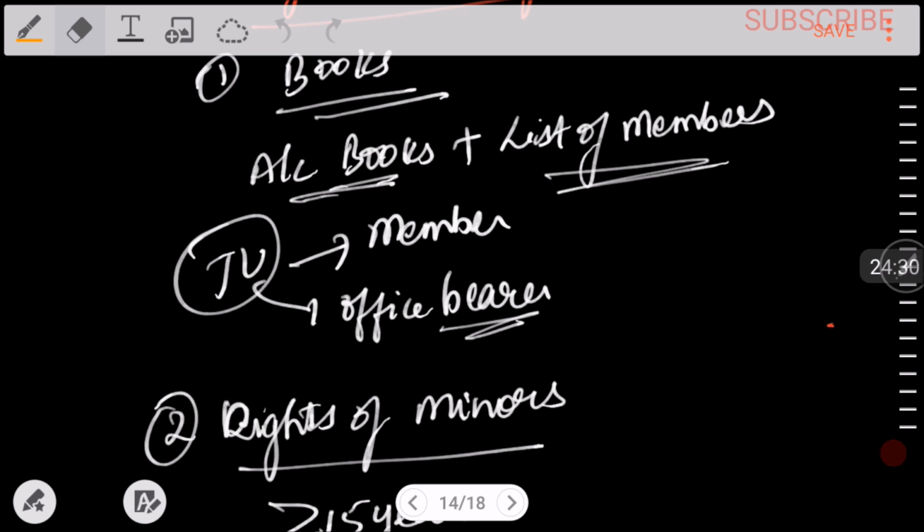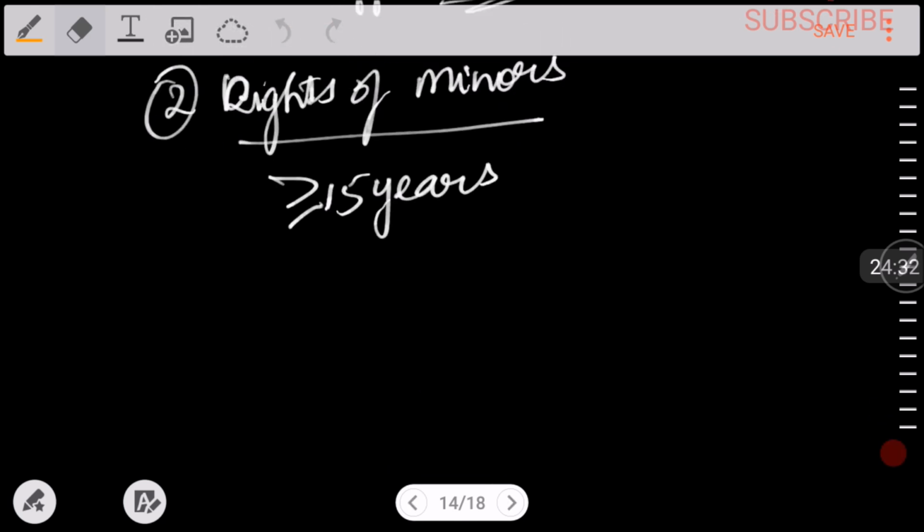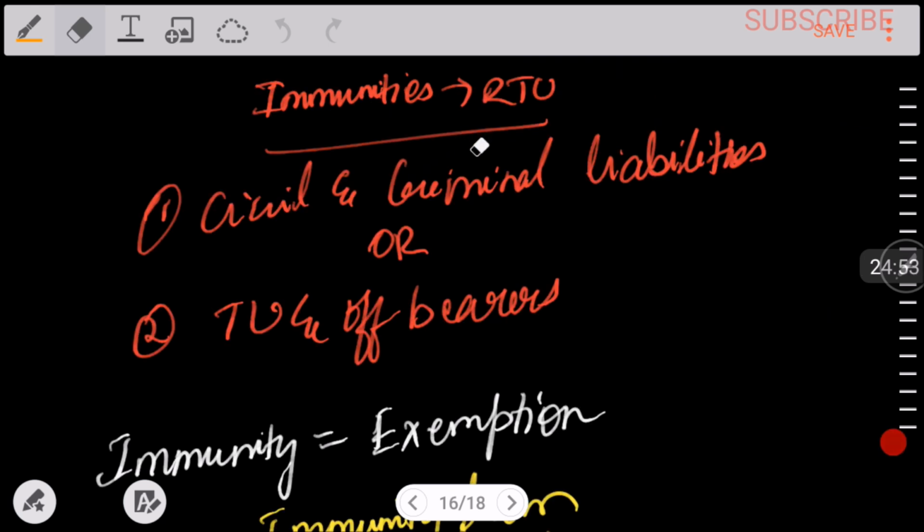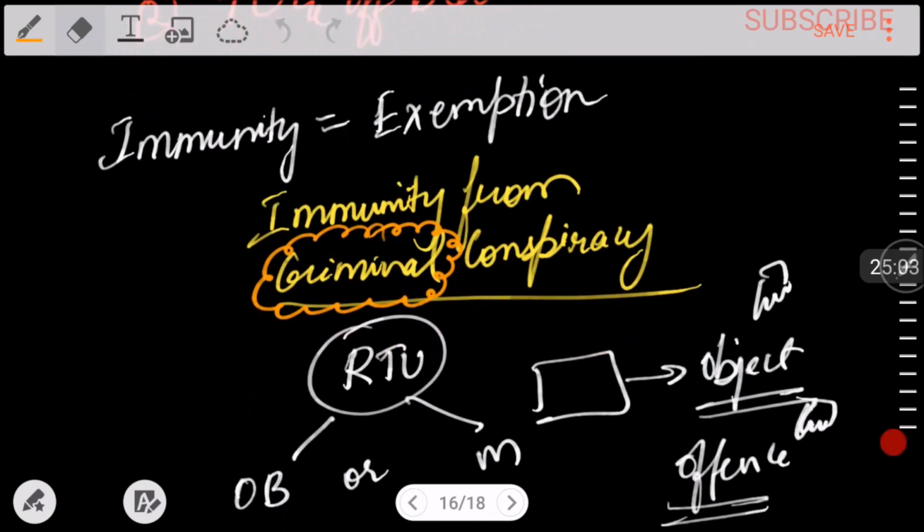Rights and liabilities of registered trade union. Right to inspect books of accounts of the trade union. Right of minors to membership of the trade unions, where the person may be appointed as a member if he is of the age of 15 years. Disqualifications of office bearers of the trade union. A person is disqualified if he has not attained the age of 18 years or he has been convicted by a court in India of any offence involving moral turpitude and sentenced to imprisonment.